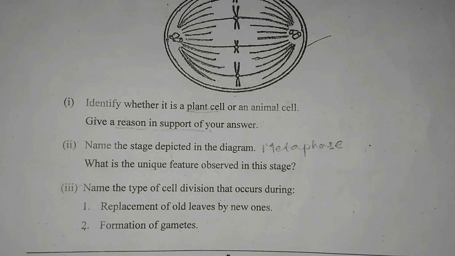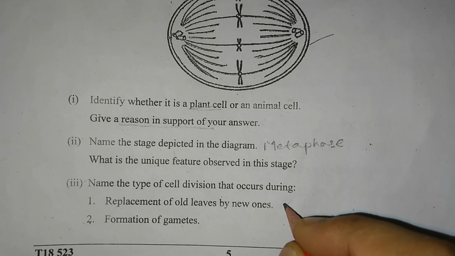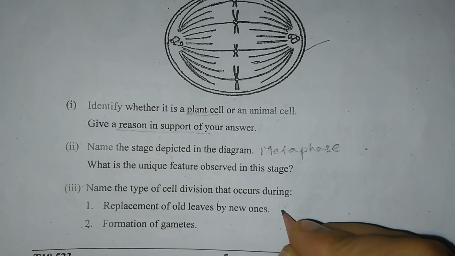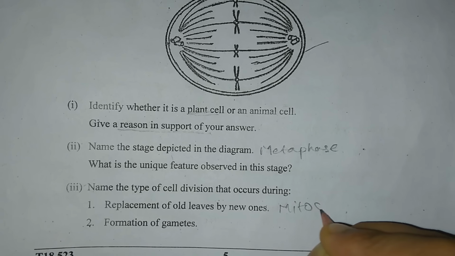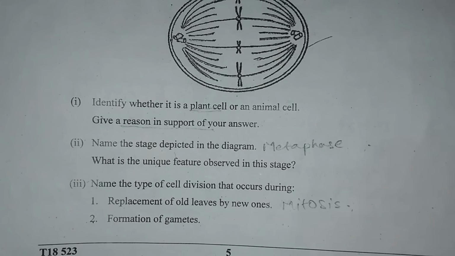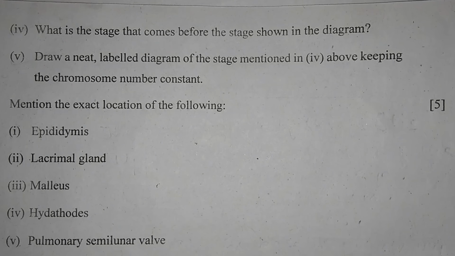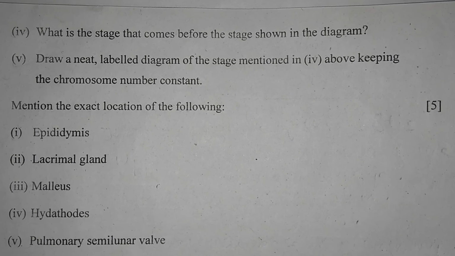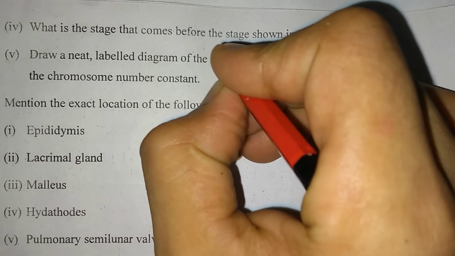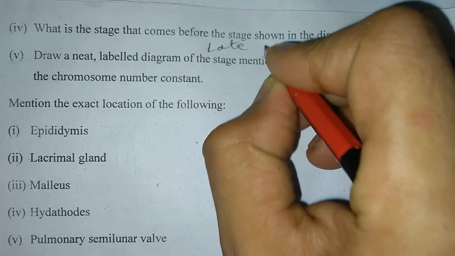Number 3. Name the type of cell division that occurs during number 1, replacement of old leaves by new ones. It is mitosis. Number 2, formation of gametes. It will be meiosis. Question 4. What is the stage that comes before the stage shown in the diagram? It's late prophase.